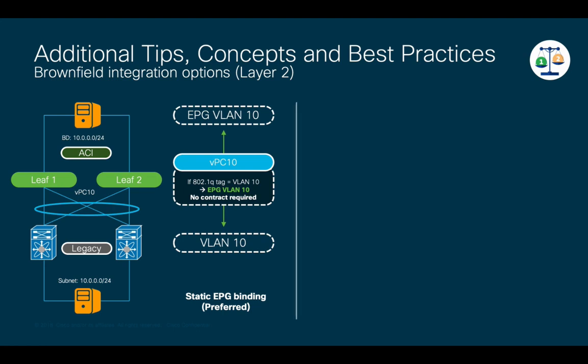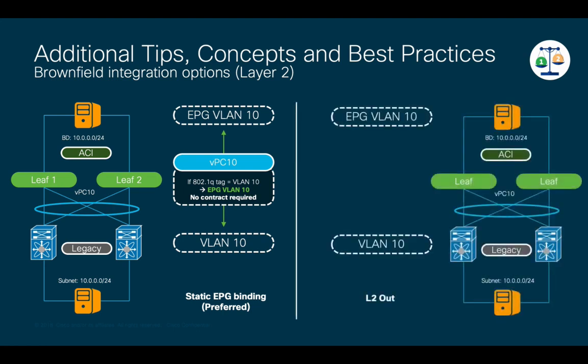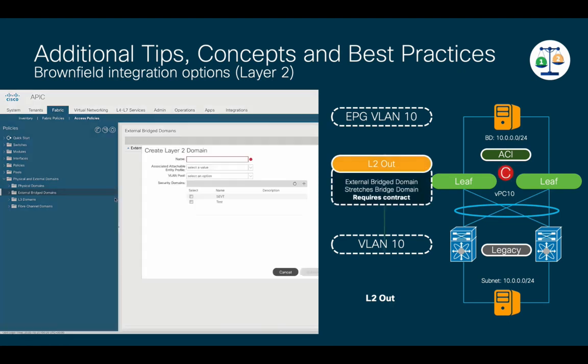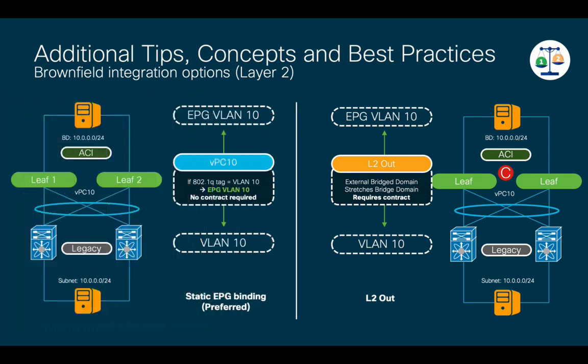There's another option that we did not cover in order to integrate layer 2 domains, which is called L2 out. Contrary to extending the EPG, L2 outs require the creation of an external bridge domain in the access policy section and stretches the bridge domain through a specific port. The main difference with static EPG binding is that L2 outs require contracts to communicate with EPGs, even if the same bridge domain is being used. This is why static EPG binding is the preferred method when integrating external switches and layer 2 connections.